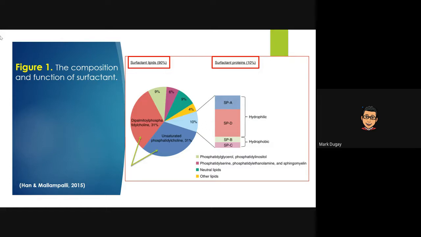absorb oxygen more efficiently. Surfactant also contains four associated proteins: two hydrophilic surfactant proteins, SP-A and SP-D, which play an important role in host defense and immune modulation, whereas surfactant protein B and surfactant protein C are hydrophobic proteins, primarily partaking in modulating biophysical properties.